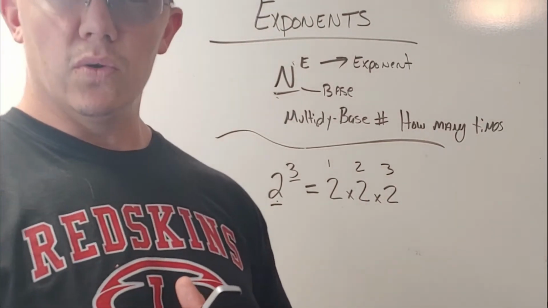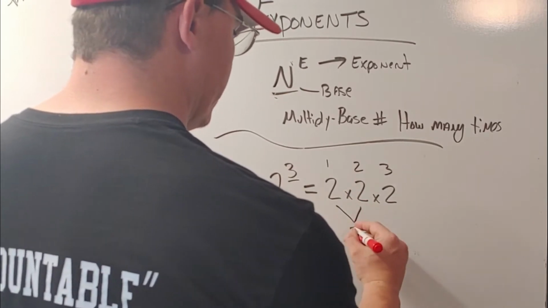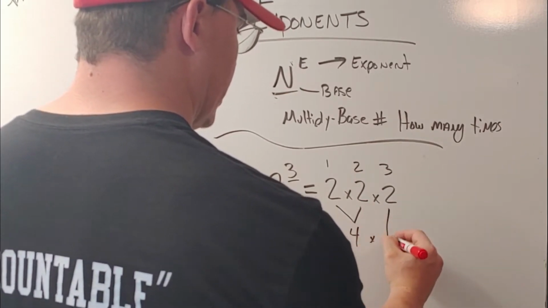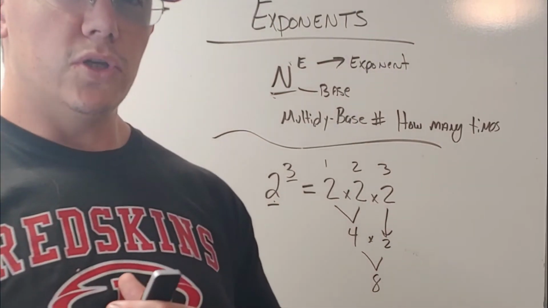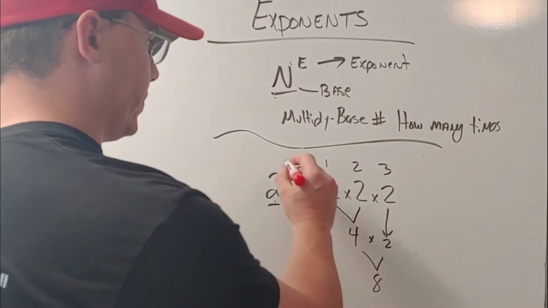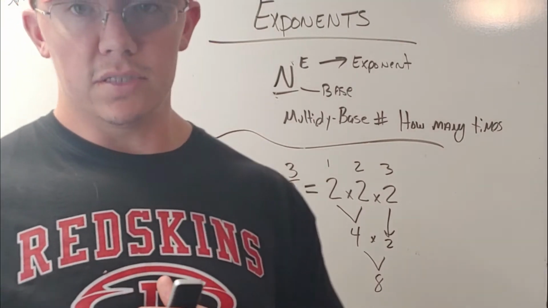And then we would just follow the order of operations, which is only multiplication, so we just 2 times 2 is 4. Bring that right here. 4 times 2, that gives us 8. So 2 to the third power, the answer is 8.